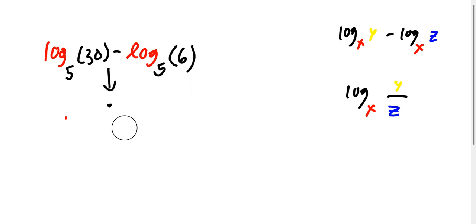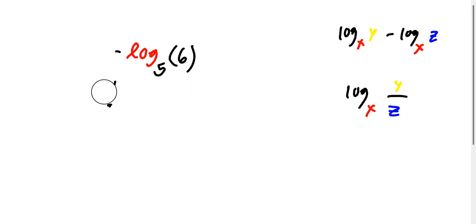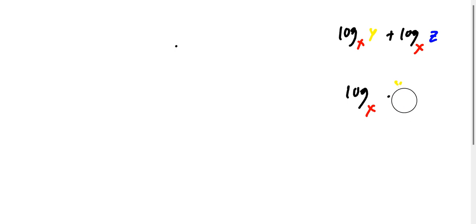Now, let's work with multiplication. We have some similar things going on. When we have this version, instead of y over z, we're going to have y times z. So that is going to equal that.